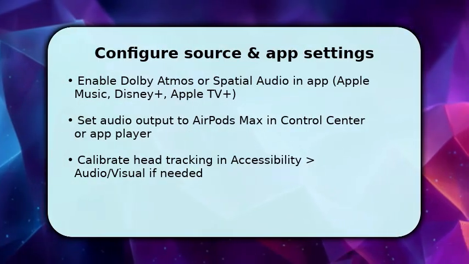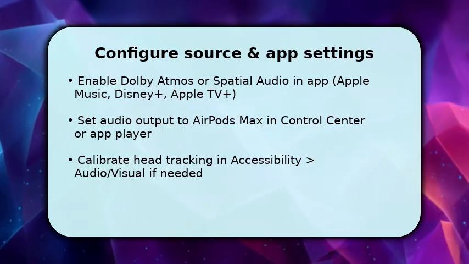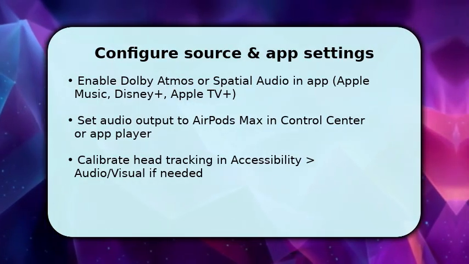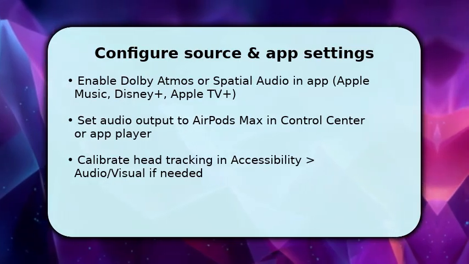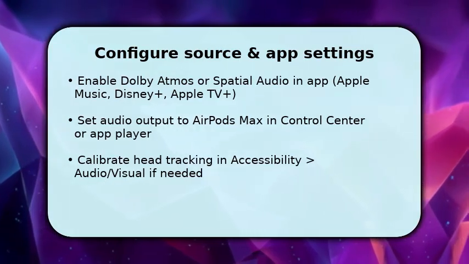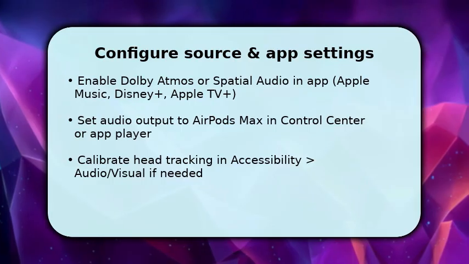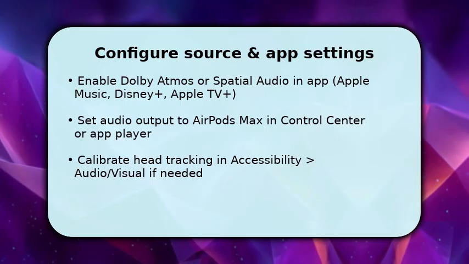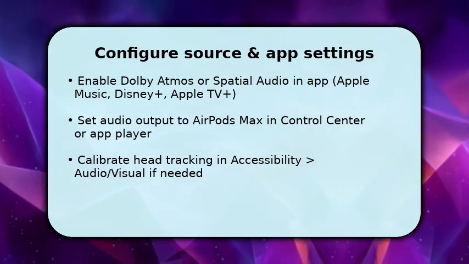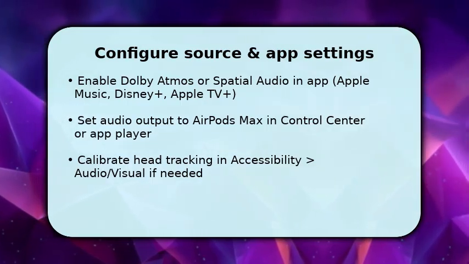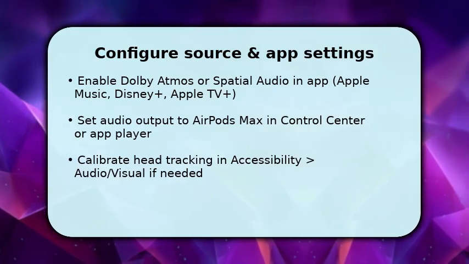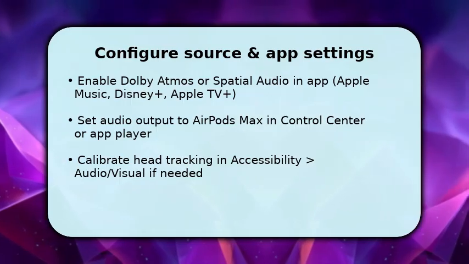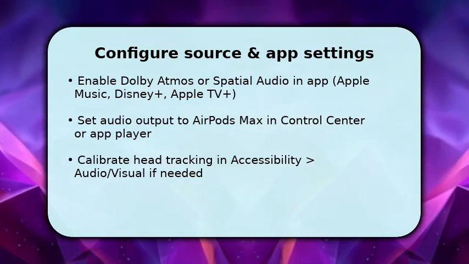Next, configure the content source and app settings so the spatial processing is used. In Apple Music or supported apps, enable Dolby Atmos or spatial audio per track or globally. Then choose AirPods Max as the output in Control Center so the device applies processing. If head tracking feels off, go to Accessibility Audio settings and recalibrate or toggle head tracking off and on. Make sure Bluetooth signal is strong. Interference can break spatial cues, so move nearer the source and close bandwidth-heavy apps.